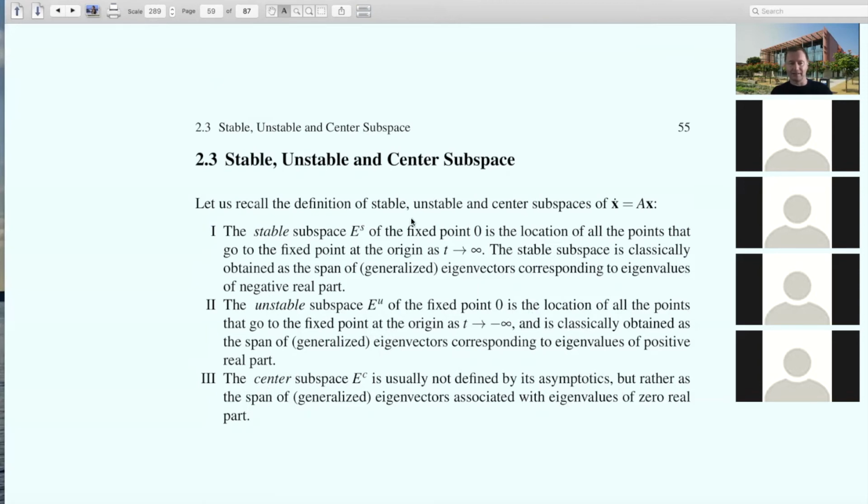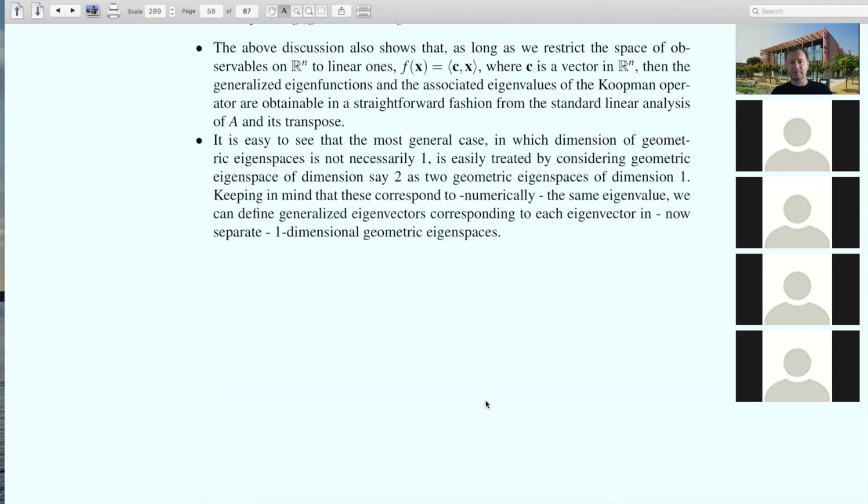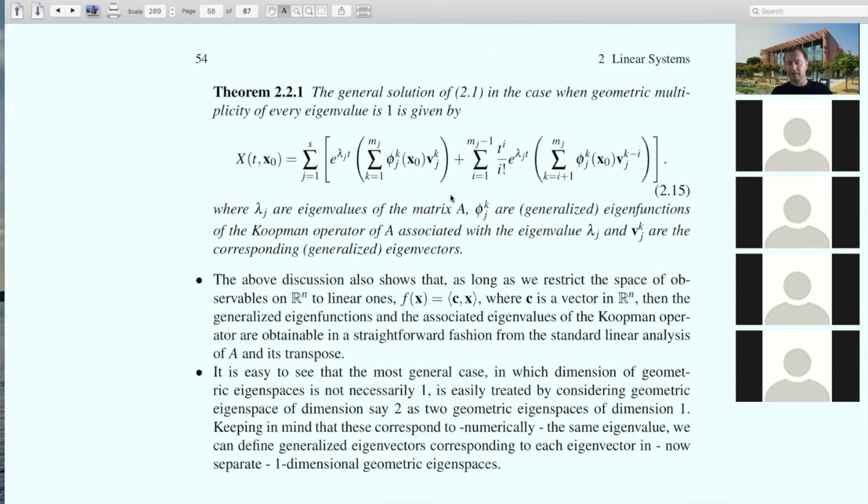But what I mean there is that stable and unstable subspaces are defined as limits when t goes to infinity or t goes to minus infinity. But the center subspace is usually defined as a span of generalized eigenvectors associated with eigenvalues of 0 real part. So everything here depends on eigenvectors. And so what is interesting is that I mentioned in the spectral expansion, like this, these objects here, the generalized eigenvectors, they're not actually associated with the operator, Koopman operator. They're associated with the observables.